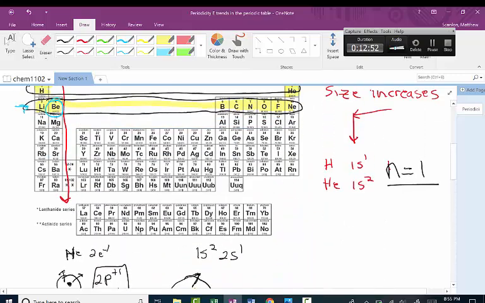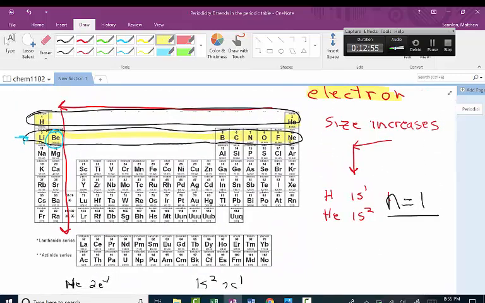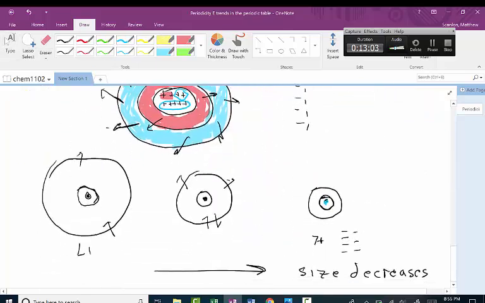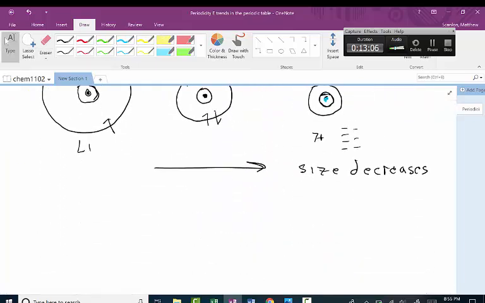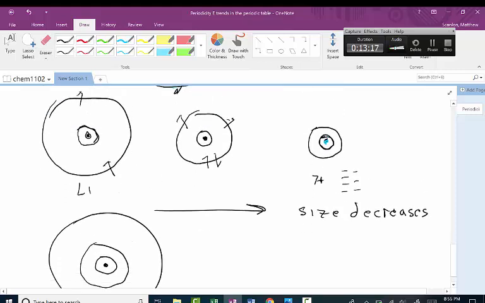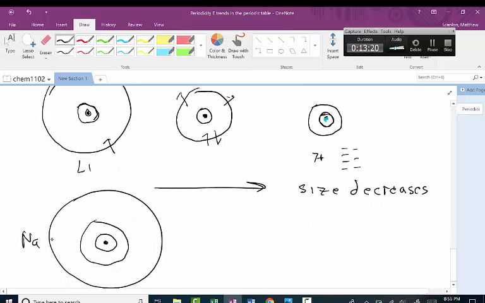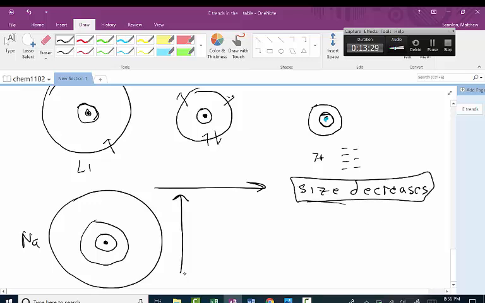If I go back up to my periodic table, we've gone the whole way across here. When I go to sodium, I jump to the third shell, and so it gets bigger all of a sudden. So on sodium, I end up with this. Here's my nucleus, my first shell, my second shell, and then we go out here to the third shell. And so as you go down the periodic table, it gets bigger. So the size goes like this. The size decreases in this direction, up and over. And that controls everything.